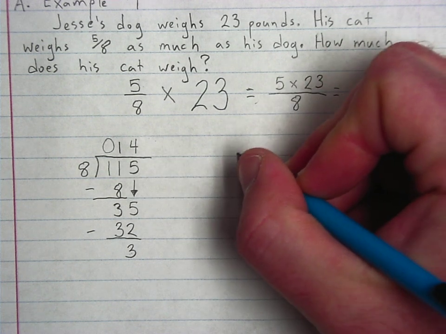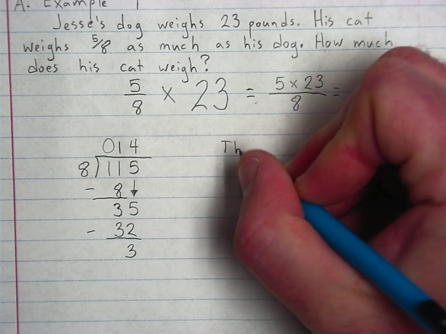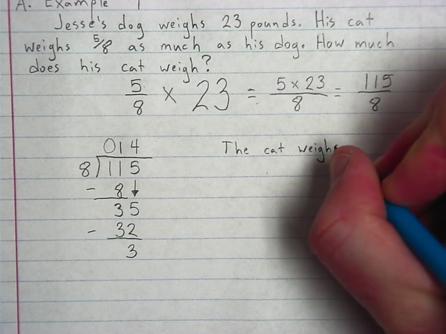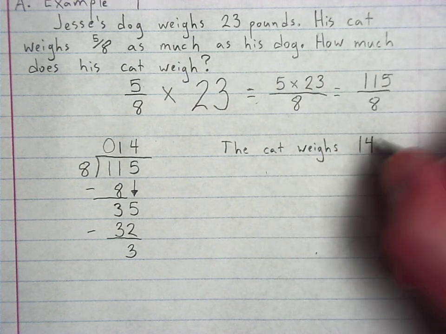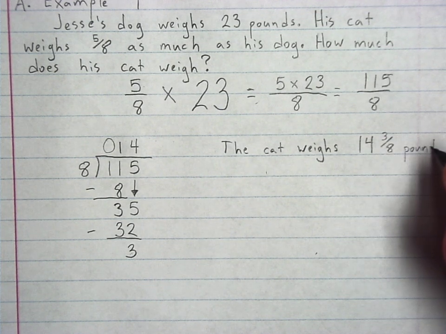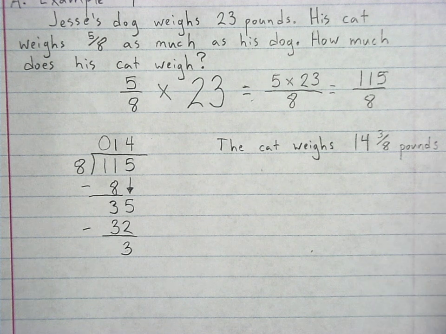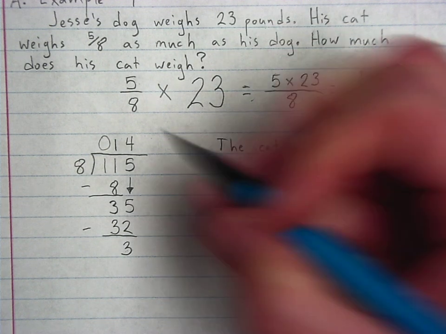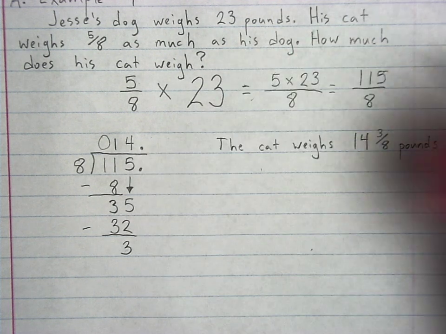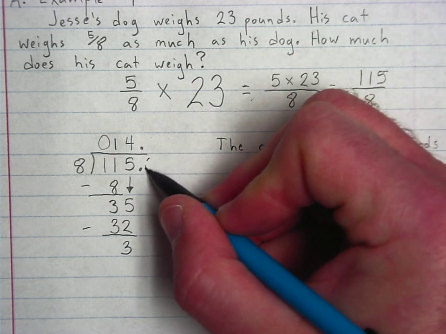And I could say that the cat weighs 14 3/8 pounds. But let's say that the problem specifically asks for us to write it as a decimal. If that happens, then I just continue my division. I add my decimal point, put it straight up here too. I'll add my invisible 0.